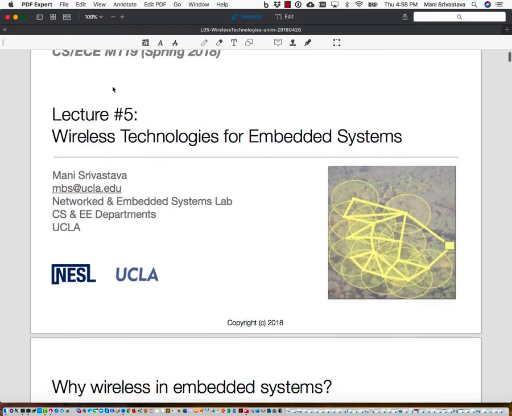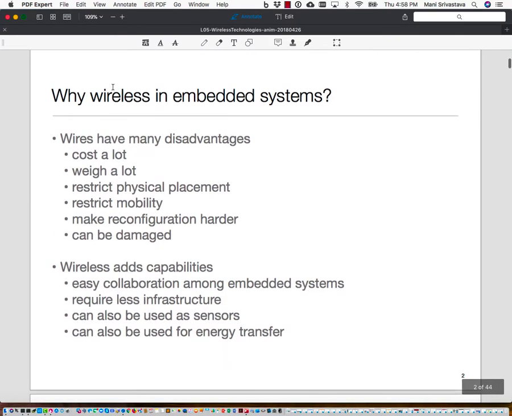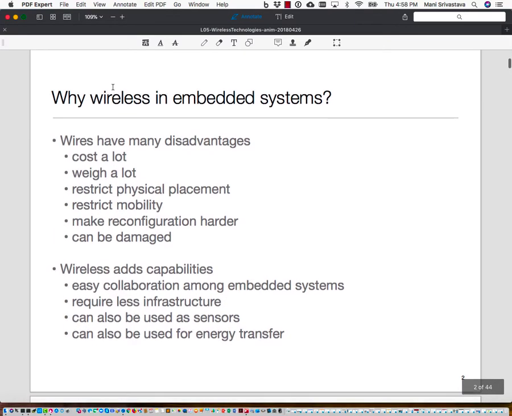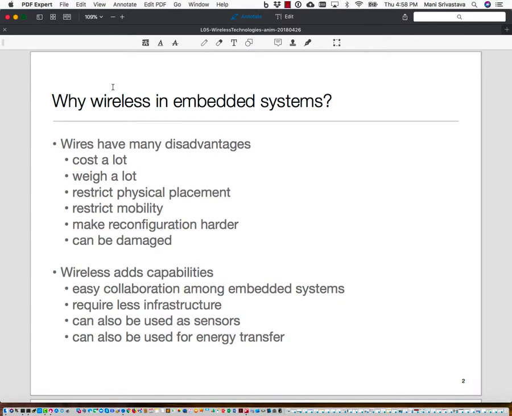Not all of you may have prior exposure to this material, but some of you might. So let's start with why wireless and embedded systems. Firstly, wires clearly have huge disadvantages when it comes to IoT and these kinds of systems.